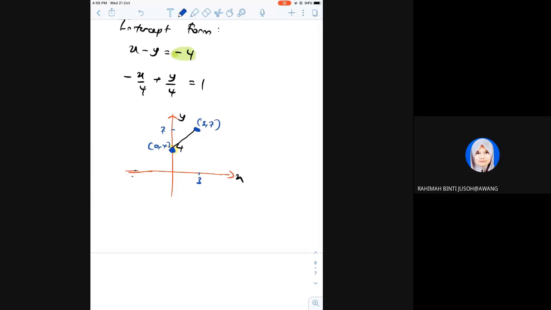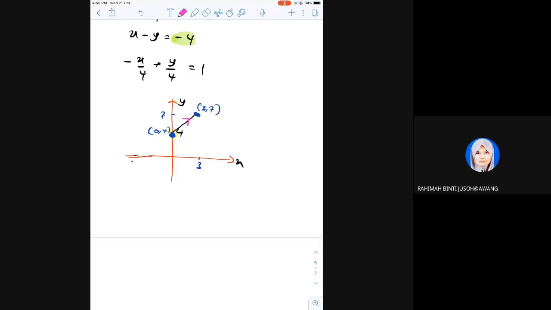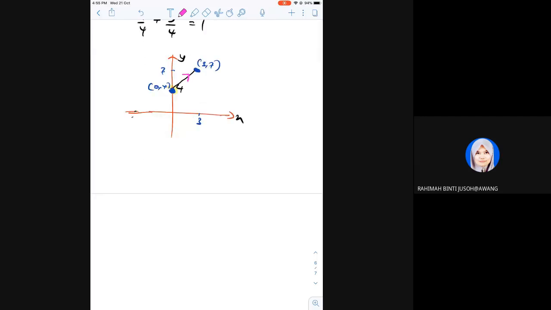Okay, now what's the orientation? Upward or downward? When increasing, what happen? Increase. Upward, yes. It's very simple. So upward, yes. So this is the orientation. You jawab macam ni dah full mark lah. Biasanya dalam test soalan ni dalam 5 markah lah. Okay, that's for the straight line.